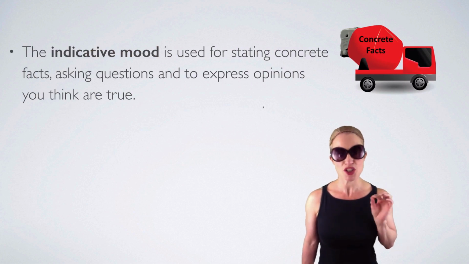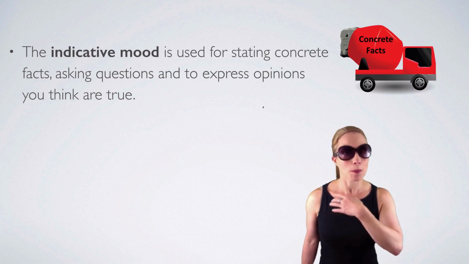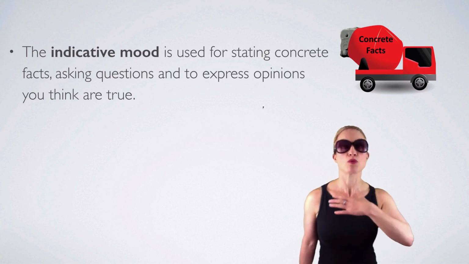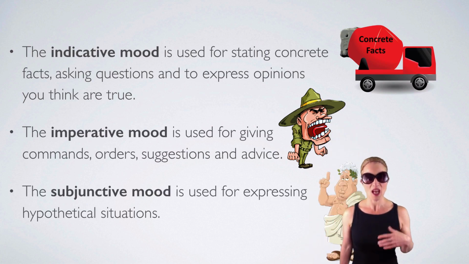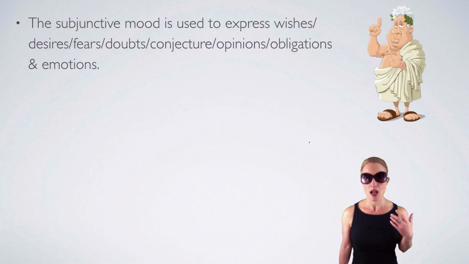The indicative mood is used for stating concrete facts, for asking questions, and to express opinions you think are true. So the indicative could be the present tense, the past tense, or the future tense. The indicative is what you believe to be true. The imperative mood is used for giving commands, orders, making suggestions and giving advice. It's our sergeant major mood. And the subjunctive mood is used for expressing hypothetical situations, like wishes, desires, fears, doubts, conjecture, opinions, obligations and emotions.